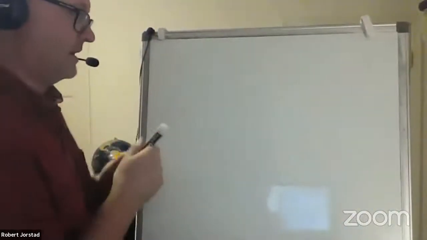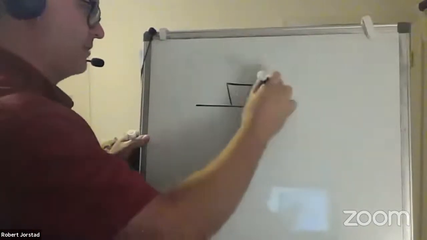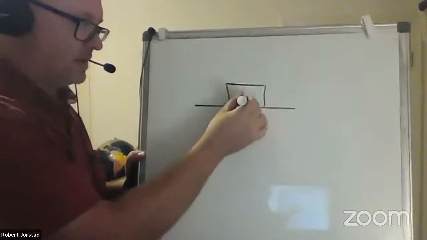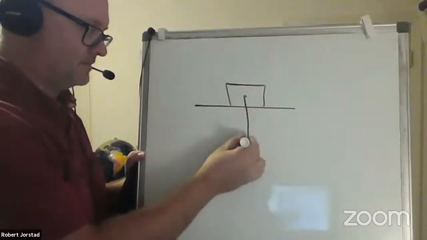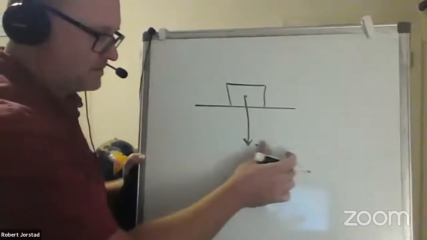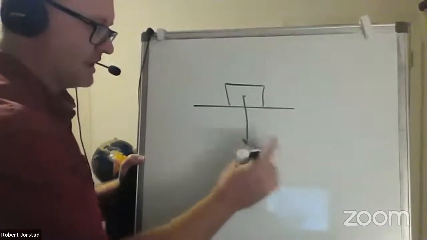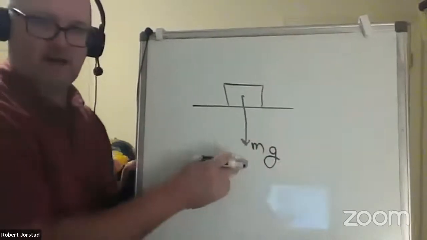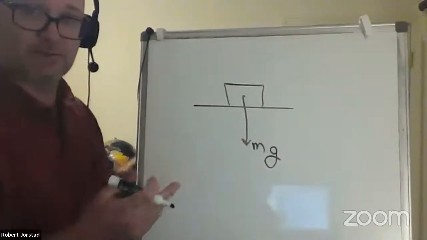So imagine you had a block sitting on a table. Well, there's its weight pulling it down. And usually, instead of writing the symbol lowercase w, most people just say mg in a physics class, because that would be the mass of the object times g. This will become obvious why we do it once we do a problem or two.